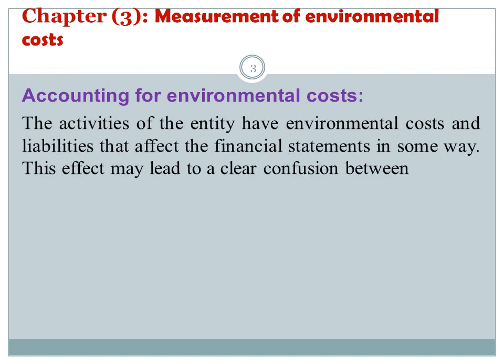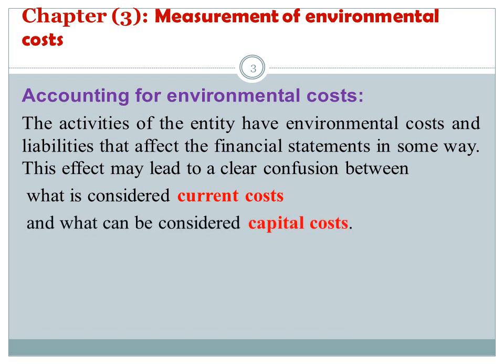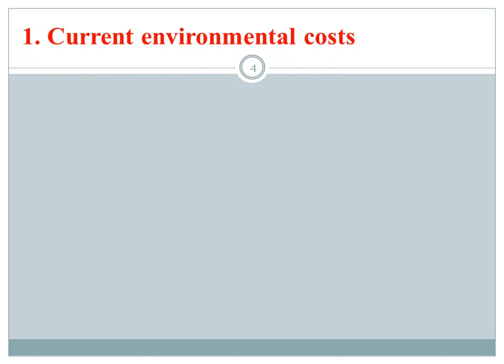The activities of the entity have environmental costs and liabilities that affect the financial statements in some way. This effect may lead to a clear confusion between what is considered current costs and what can be considered capital costs. First, current environmental costs.